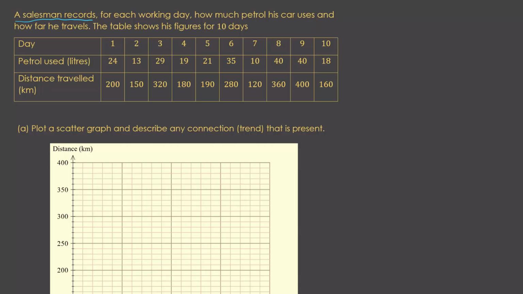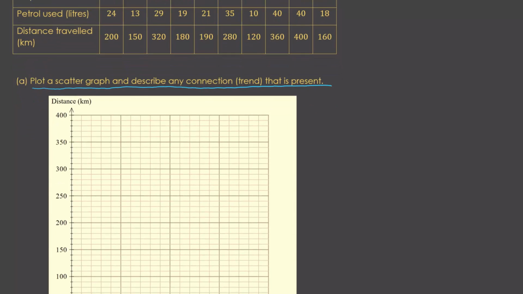A salesman records for each working day how much petrol his car uses and how far he travels. The table shows the figures for 10 days. Plot a scatter graph and describe any connection or trend that is present.